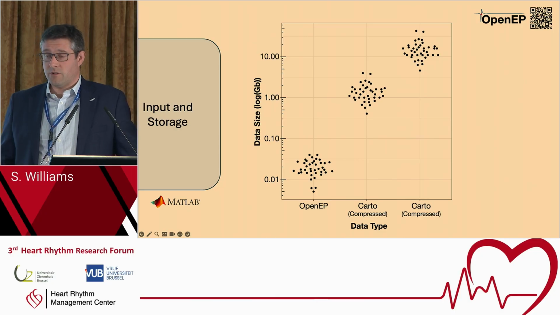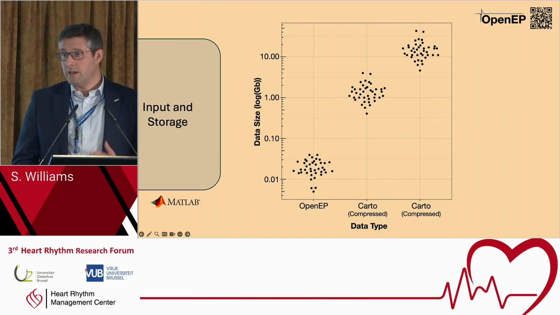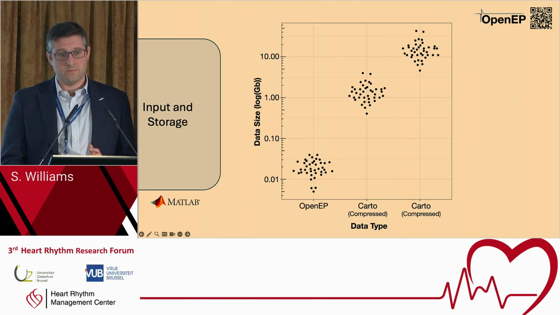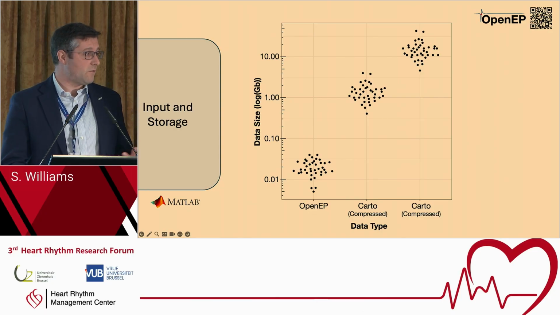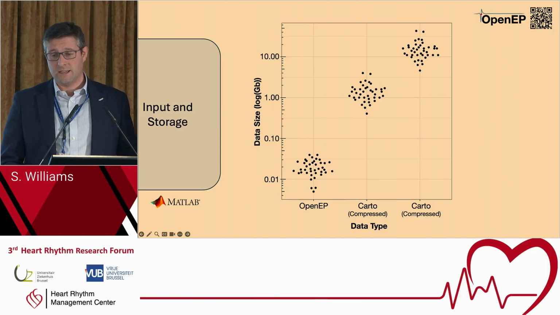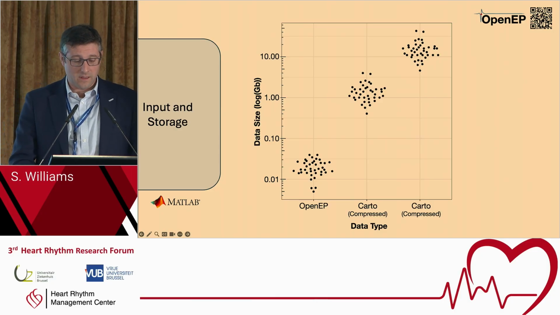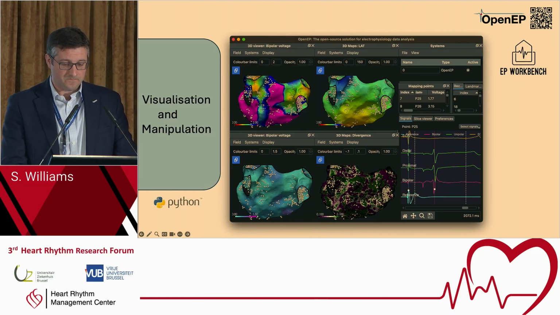So the OpenEP format, really by making some very simple improvements to how we store electrophysiology data, can reduce the data format size by several orders of magnitude, such that we're often now dealing with data files that are perhaps in the range of 10 to 100 megabytes per patient. And this now allows us to think about these large population level studies.